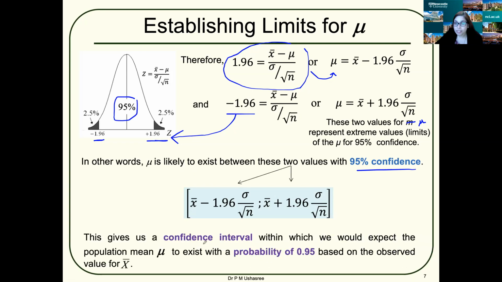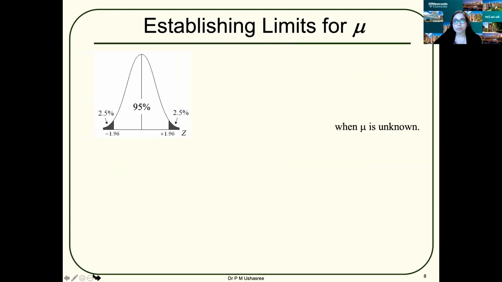This gives us a confidence interval within which we would expect the population mean mu to exist with a probability of 0.95 based on the observed value of the sample. Based on the value of the sample mean which you have calculated from the sample. Now, remember, the population mean is unknown. That is why you're trying to find the limits within which our population mean can lie. Because in the real world you may not know the population mean. For example, in manufacturing industries and other places, the population mean varies.